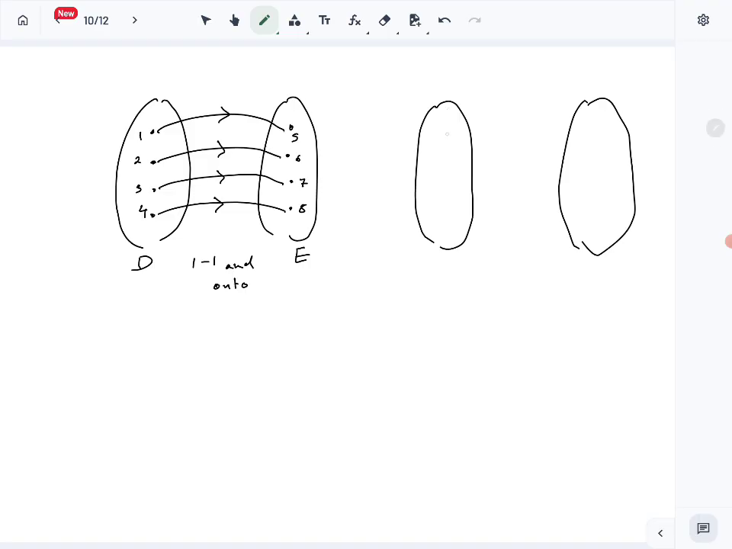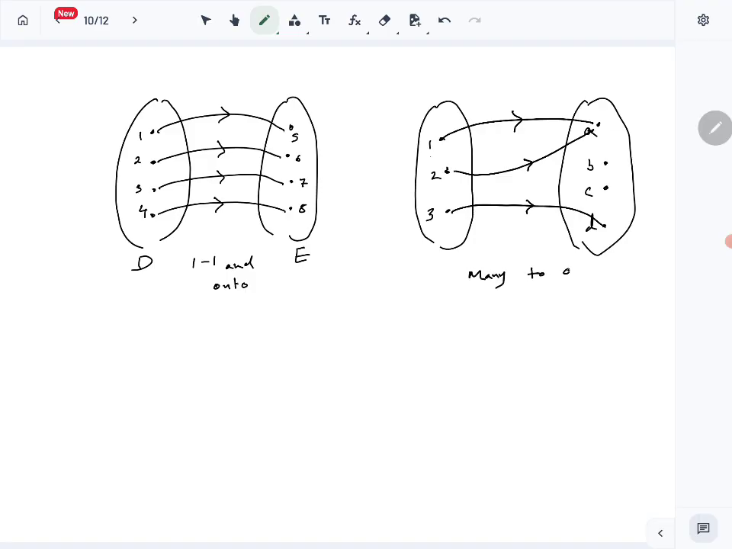1, 2, 3, A, B, C, D, right? So then 1 is connected to A, 2 is connected to A, 3 is connected to D. This is many to one and not an onto function, right?